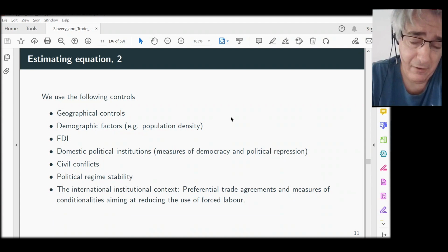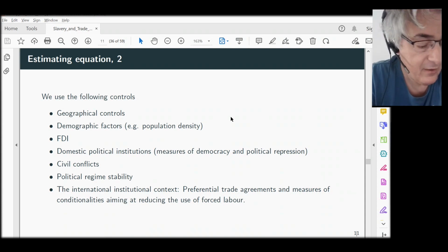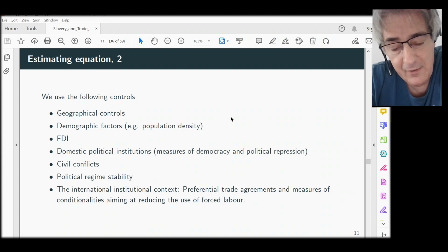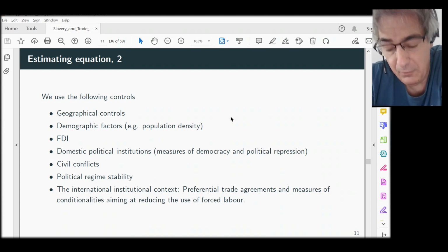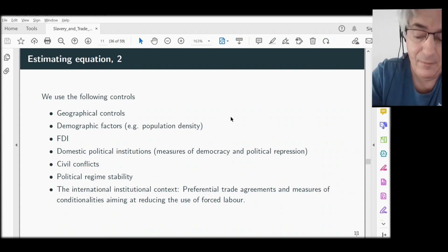So preferential trade agreements or investment agreements impose conditionalities aiming at reducing the use of forced labor, and we need to understand whether these conditionalities are effective or not. And this is what we want to understand. Until now, I've been ignorant, because it's very difficult what we are studying. This is ignorance just because we started the project.